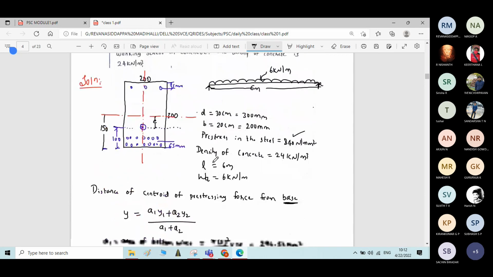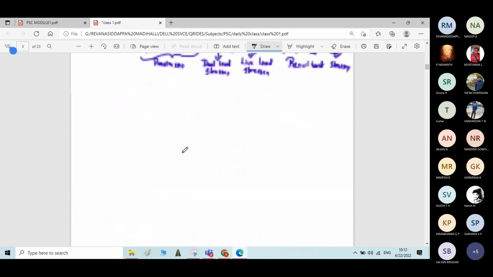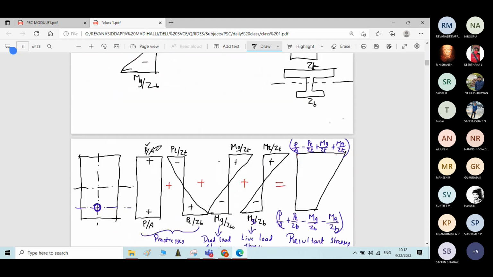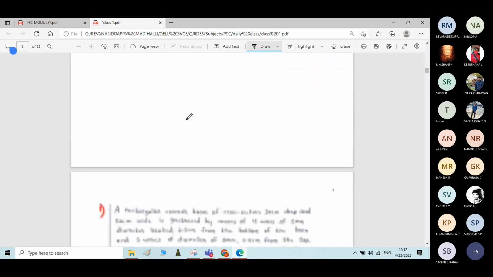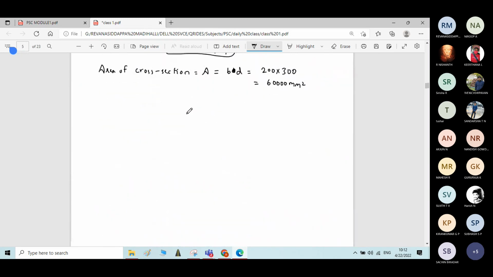You need the value of Z, no? P by A is more. P we have calculated, A we have calculated, eccentricity also we have calculated. Then what you need? You need a section modulus value, correct? Section modulus Z, how is it calculated? It is the ratio of moment of inertia to the distance of neutral axis from top fiber or the bottom fiber.